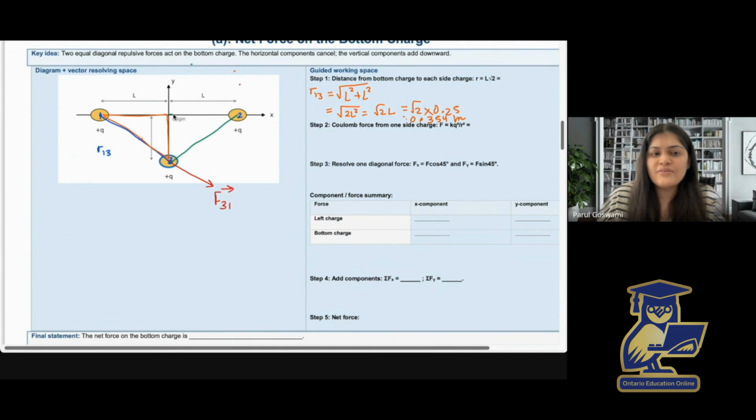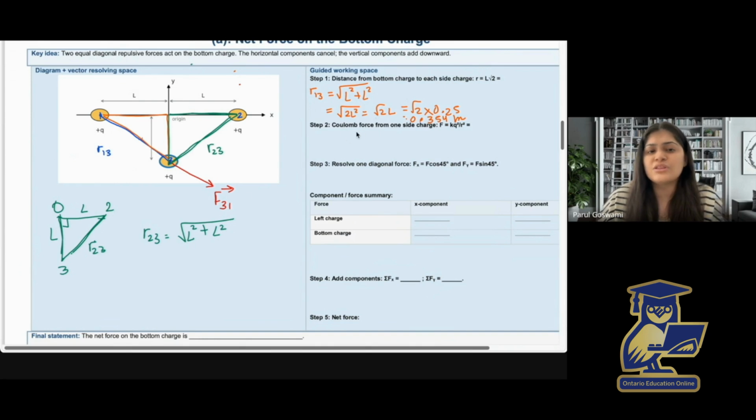So I will join charge 3 and charge 2. Again, if I consider this right angle triangle, I have the same values. This is charge 2, this is the origin, and this is charge 3. This length is L, this perpendicular length is also L, and this is the hypotenuse, which we can mark as R23, the distance between charge 2 and 3. R23 is also given by the square root of the sum of the squares of the other two perpendicular lengths, which is L square plus L square. So again, we get the same thing as R13. So we can write R13 equals R23. Both the distances are the same.